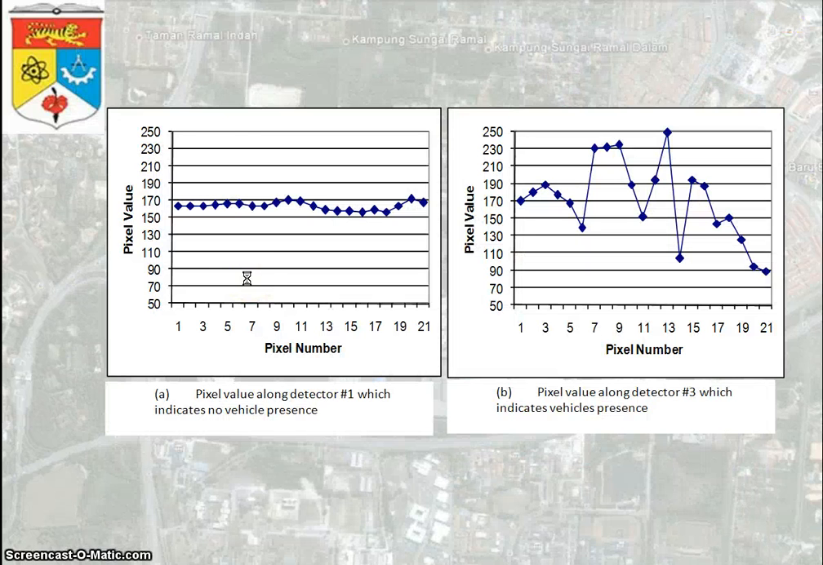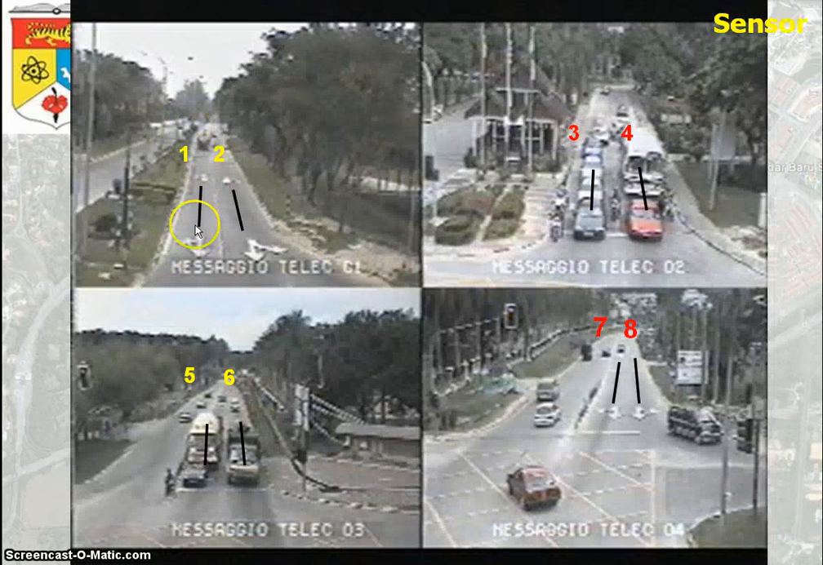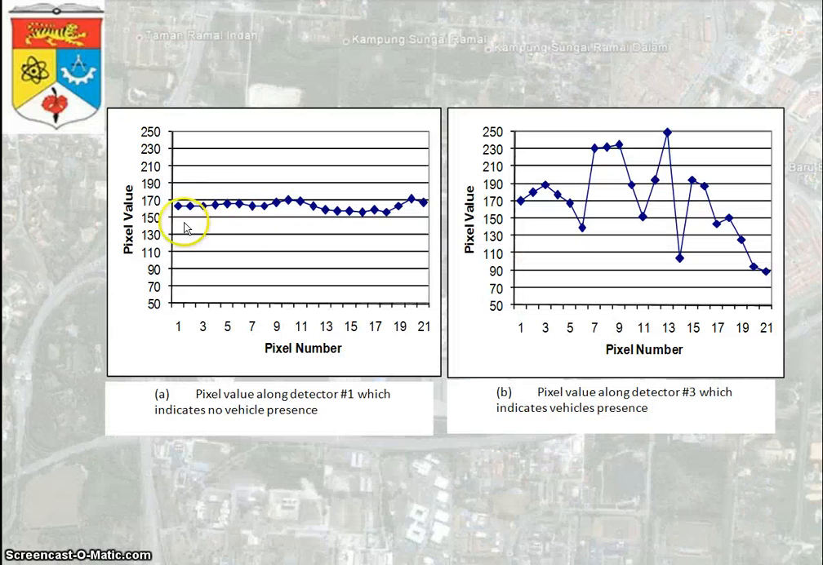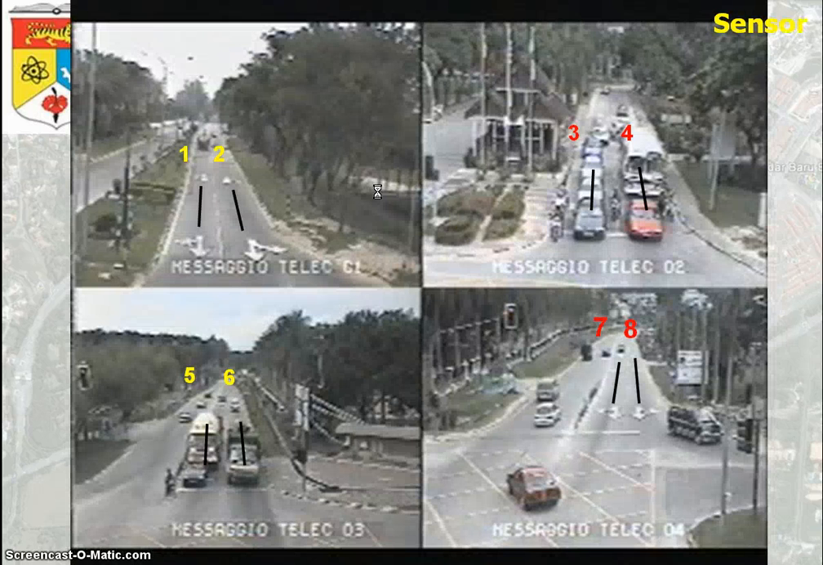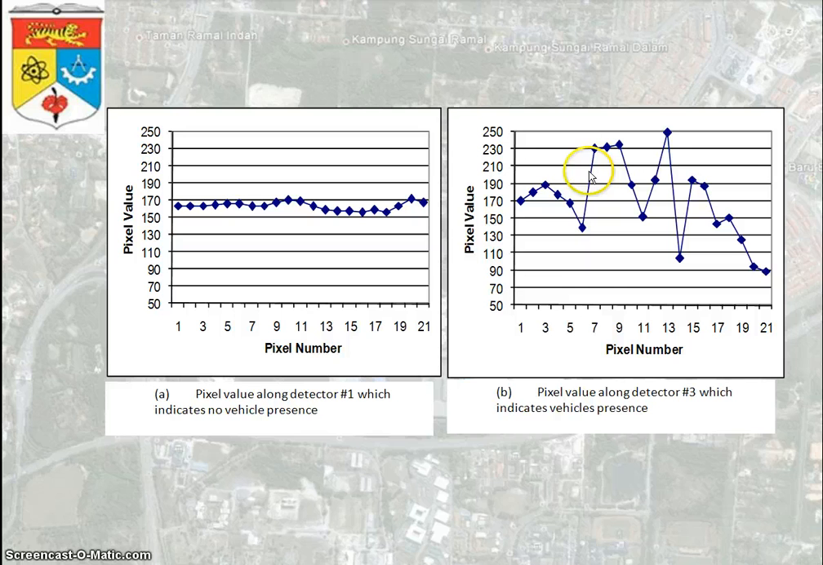So if you look into this, for detector number 1, there is no vehicle here. This is the shape of the pixel intensity, whereas for sensor number 3, because there are a few cars, this is the pixel intensity. So we can write a program either using a statistical method or a neural network, so we can say there are vehicles on that line.